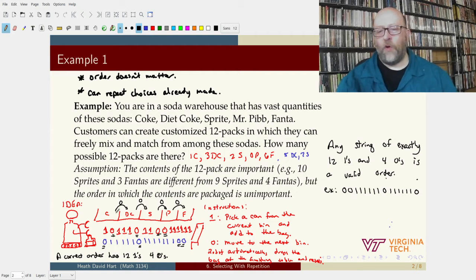What is that instructing the robot to do? Skip the Cokes, skip the Diet Cokes, take 6 Sprites, skip to Mr. Pibb, take 6 Mr. Pibbs, then skip to the Fantas. Don't take any Fantas because there's no ones after that last zero, but we're at the end of the table with a full bag. Okay? Any string of exactly 12 ones and 4 zeros is a valid order. 2 different strings means 2 different orders.